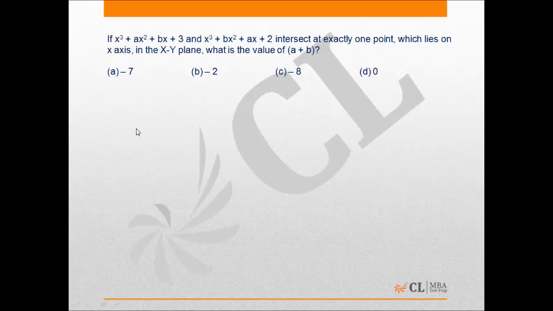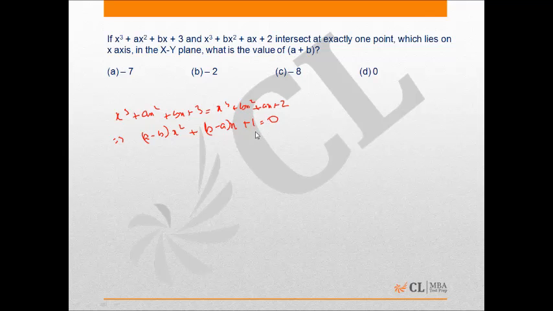Now if they intersect at exactly one point, then at that particular point the value of these two expressions would be equal. That is, the value of these two graphs would be equal. Thus x cube plus ax square plus bx plus 3 would be equal to x cube plus bx square plus ax plus 2. Thus at that point I can say that I would get a minus b times x square plus b minus a times x plus 1 would be equal to 0.